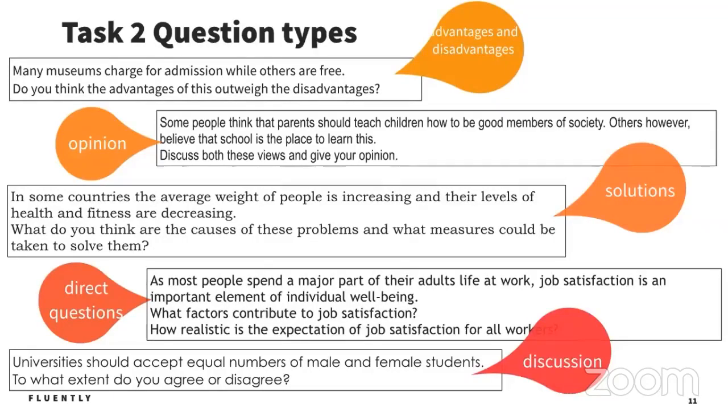They might ask you to describe advantages and disadvantages of something. So we've got an example here. Many museums charge for admission while others are free. Do you think the advantages of this outweigh the disadvantages? So you would obviously then talk about both sides, and then your conclusion would be which one you think is the best way. It could ask for your opinion.